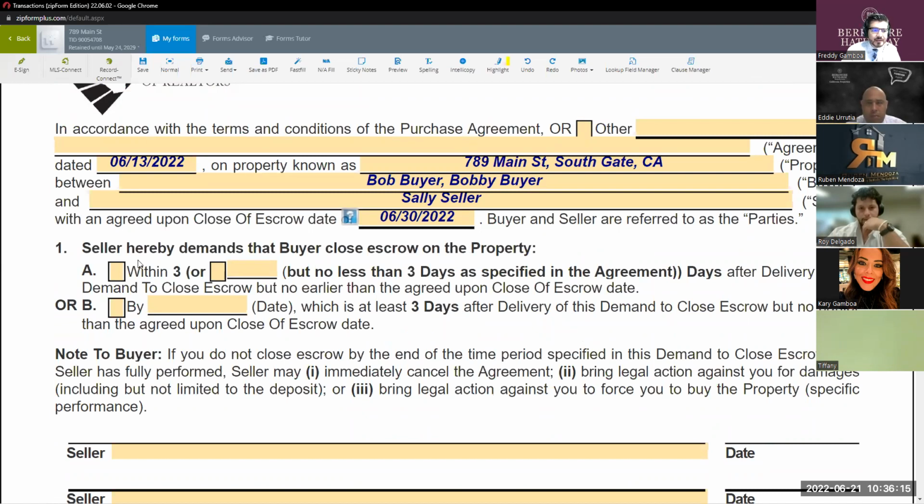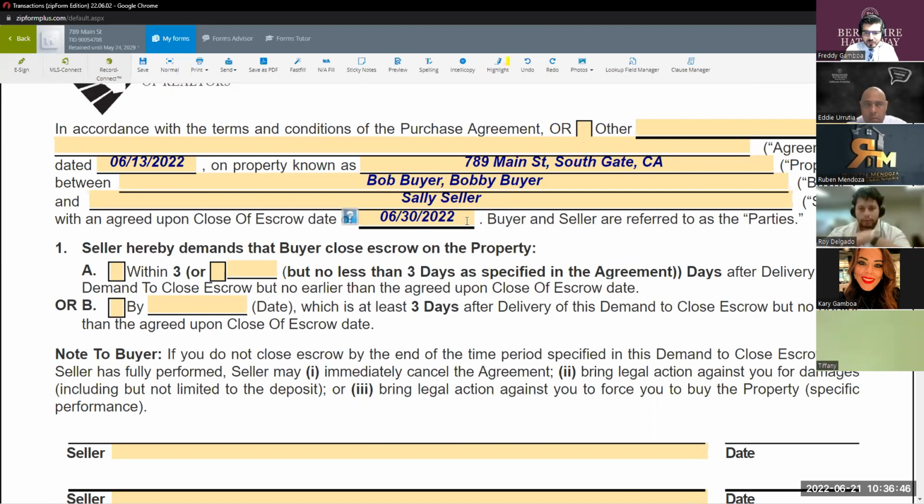But now, seller hereby demands the buyer close escrow on the property within 3 days, but no less than 3 days specified in this agreement after delivery of this demand to close escrow, but no earlier than the agreed upon close of escrow. So you cannot demand to close sooner than the actual date of close of escrow. Say, well, you know, I want to close sooner. No, you can't.